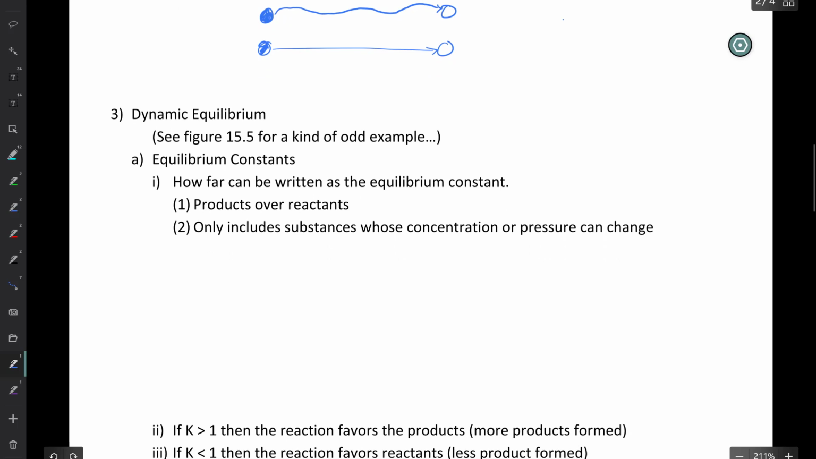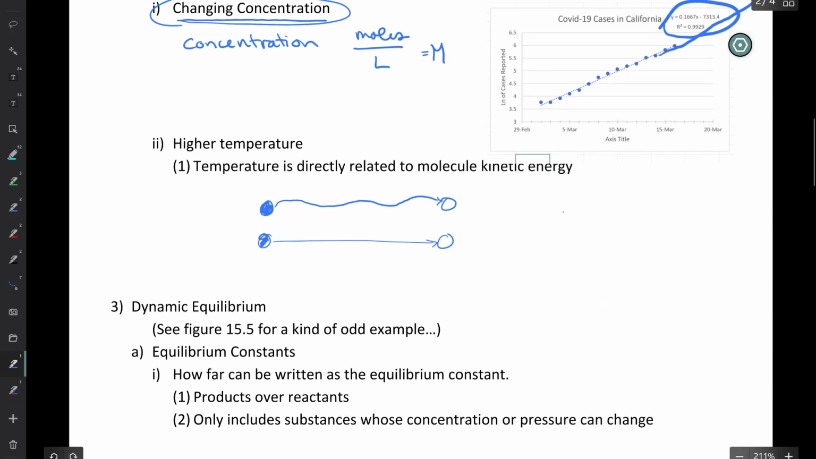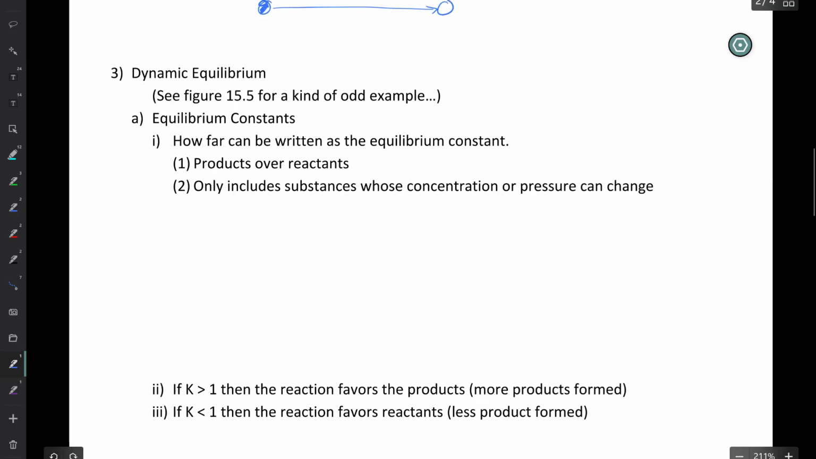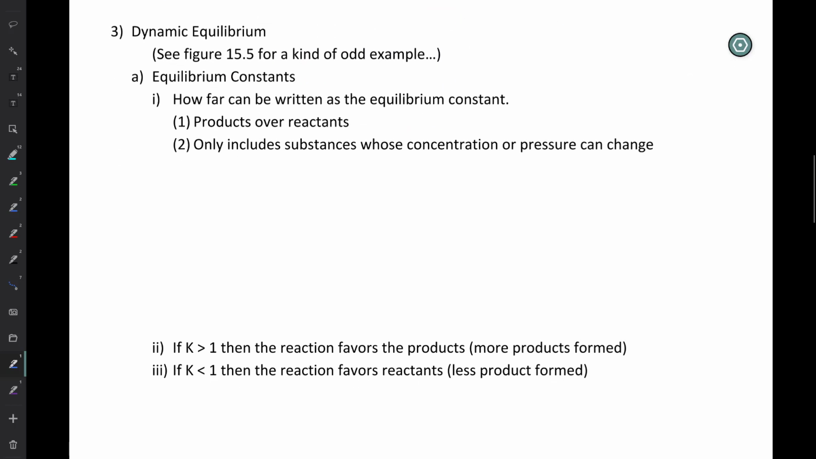Anyways, not to confuse this too much, but basically, changing concentrations, more collisions, more reactions, the rate of the reaction goes up. Higher temperature, more interactions with higher energy to overcome the activation energy, more reactions take place and the rate of the reaction goes up. Those are the two things that they usually talk about for changing a reaction. So let's get on to equilibrium.